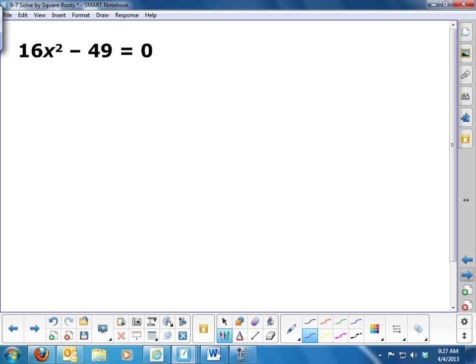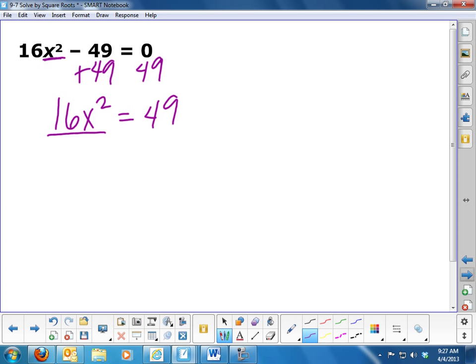Here is another example. Now I'm seeing that it's set equal to 0, and remember, what am I trying to get by itself here? I want to get x squared by itself. So the first thing I'm going to do is add 49 to each side. So I'm left with 16x squared is equal to 49. I'm going to get x squared by itself, so I'm going to divide everybody by 16. x squared is equal to 49 over 16.